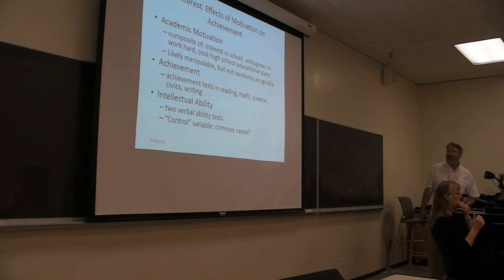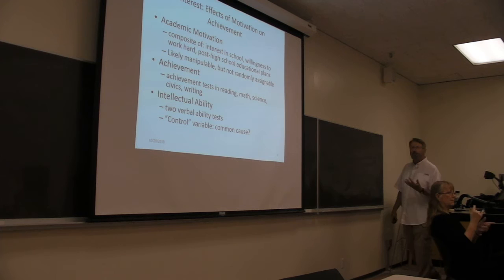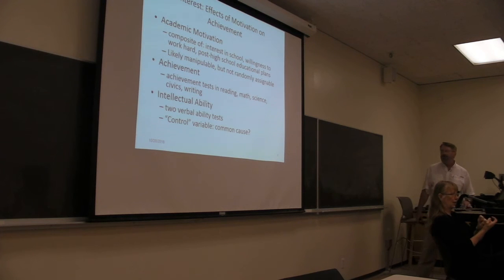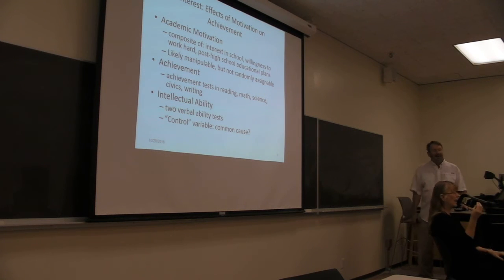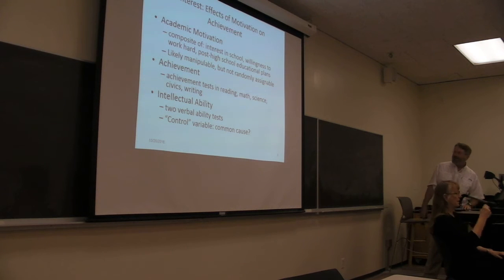And I want to point out that while that would be something that you could probably change, it's certainly not something that you can manually assign. You can't say, okay, Gabrielle, you're going to be highly motivated, and Jameson is not going to be highly motivated. So, achievement is measured by tests in reading, math, science, civics, and writing, and cognitive ability is measured by 2 verbal ability tests.